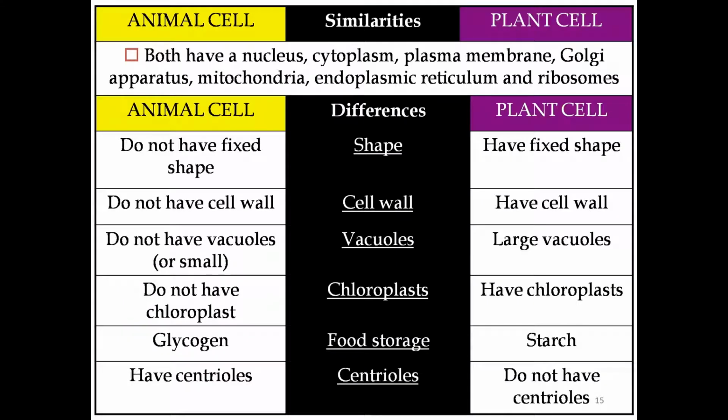Similarities and differences between animal cell and plant cell. Density of organelles in a cell depends on the type of cell and its function.